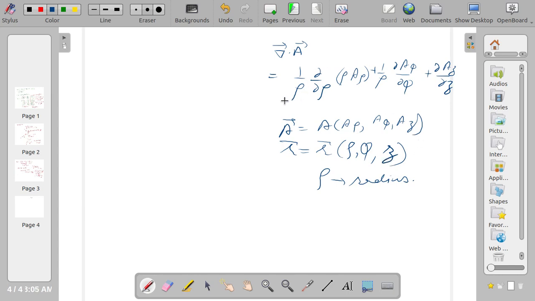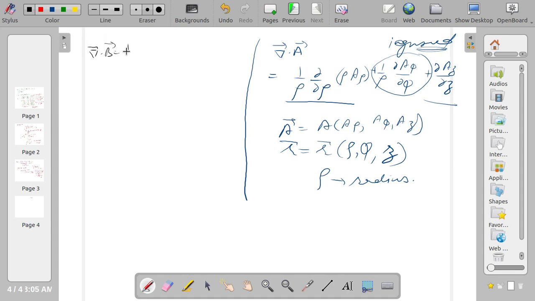So if these two terms are dominating, then this can be ignored. Variation along this can be ignored. So this case we have considered for the given case, the case which we have taken. So for this del dot B, it can be written as 1 by R ∂/∂R (R B_R) plus ∂B_Z/∂Z. So this case we have considered, and it is equal to 0.